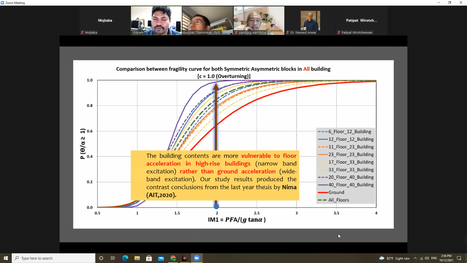So these are our conclusions. One of the main conclusions: the building components in high-rise buildings are more vulnerable to the floor acceleration rather than the ground accelerations.